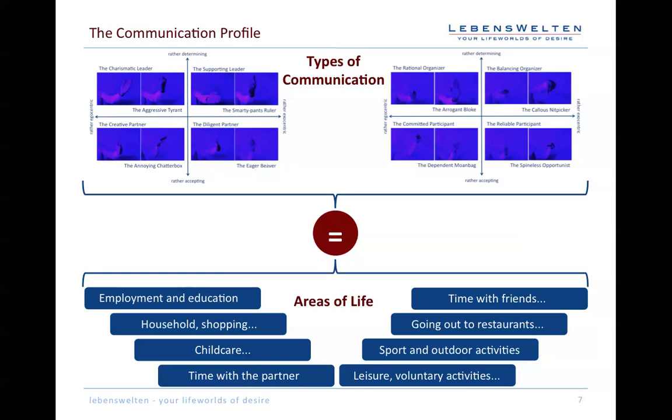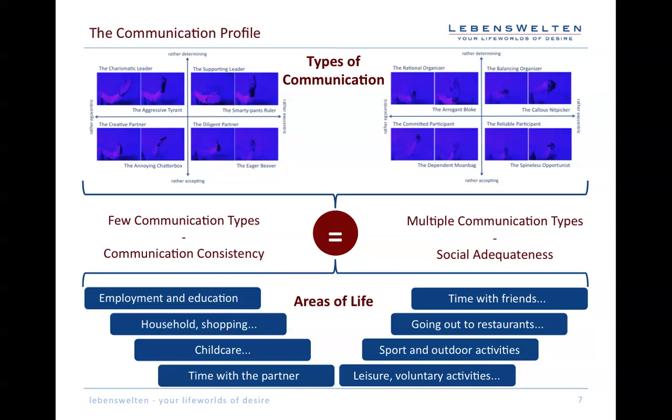Because on one hand, just imagine you have one type of communication. That means everybody knows this chap acts in this way. You're very consistent and reliable in what you do. On the other hand, if you have one type of communication in all your areas of life, it might not match the social setting, the social context. So therefore, multiple types of communication can be a sign of social adequateness. That means you actually act within the social setting and it matches the situation. So there's a trade-off. You're either consistent or you're adequate.